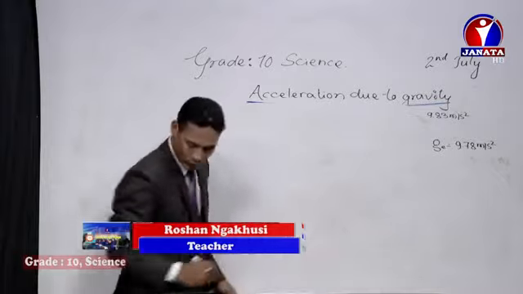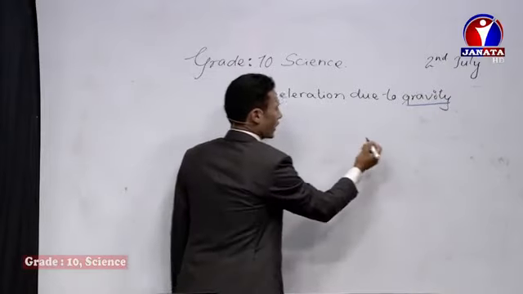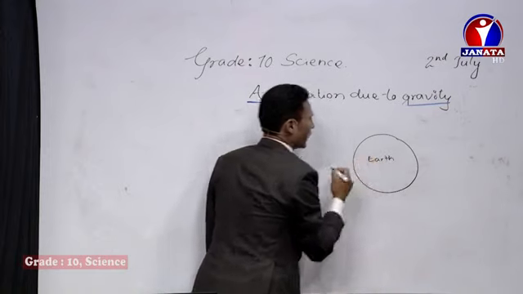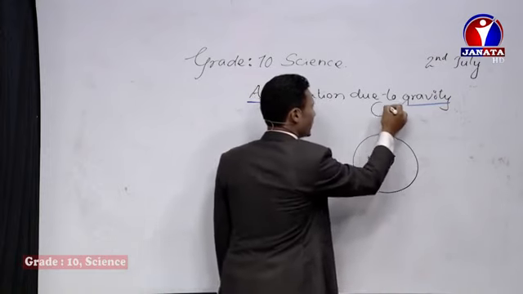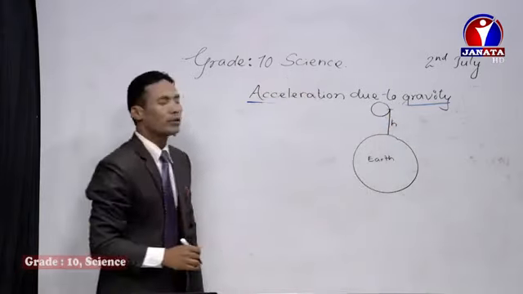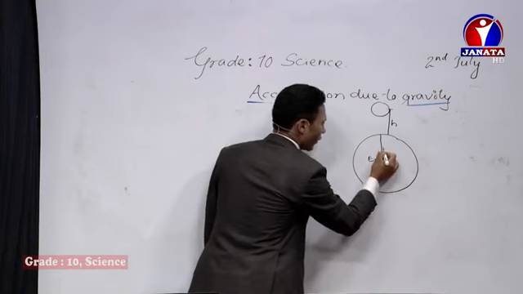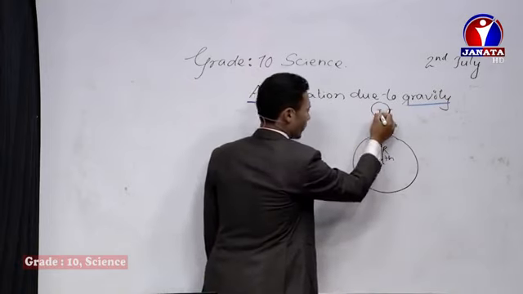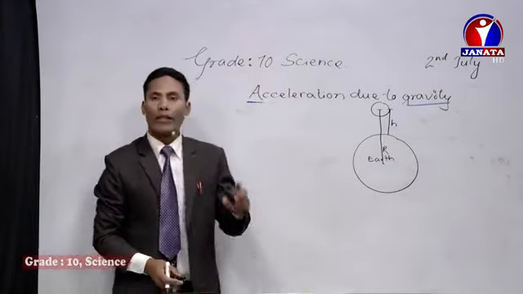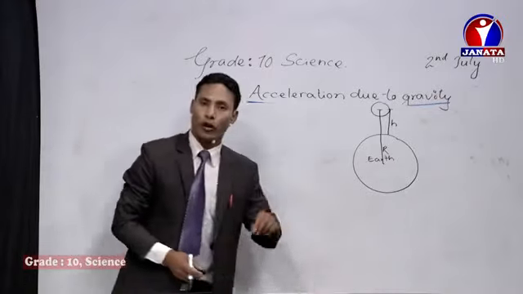So let me draw the figure. This one is the earth, and the object is here, at a height h from the surface of the earth. This is the radius of the earth. We can draw the distance from here also, no problem. Now what is the acceleration due to gravity when the object is at a certain height from the surface of the earth? Let's calculate the formula for this.